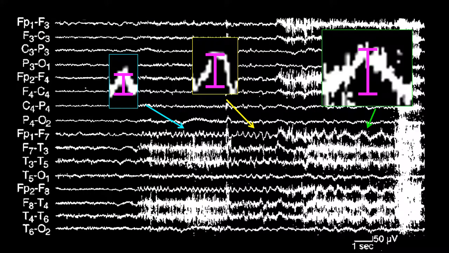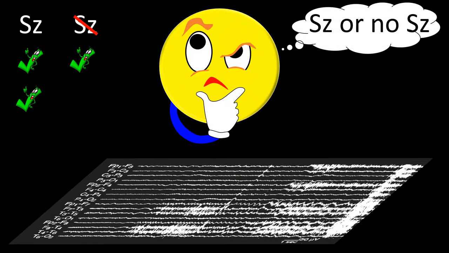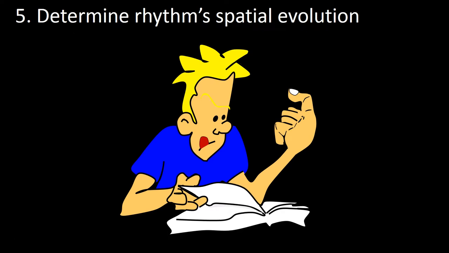And as you can see, this is what happens here, at least the increasing part. Thus, it is consistent with an epileptic seizure. So we put another check mark on the seizure column and move on to the fifth step.